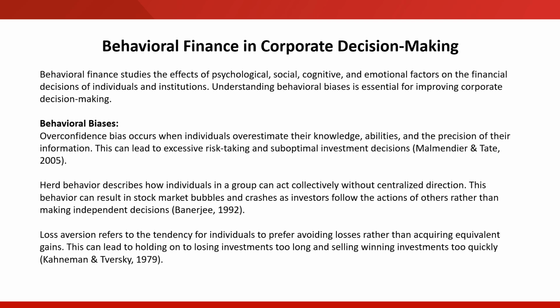Herd behavior describes how individuals in a group can act collectively without centralized direction. This behavior can result in stock market bubbles and crashes as investors follow the actions of others rather than making independent decisions. Herd behavior can also impact corporate decisions, such as firms following industry trends without thorough analysis.